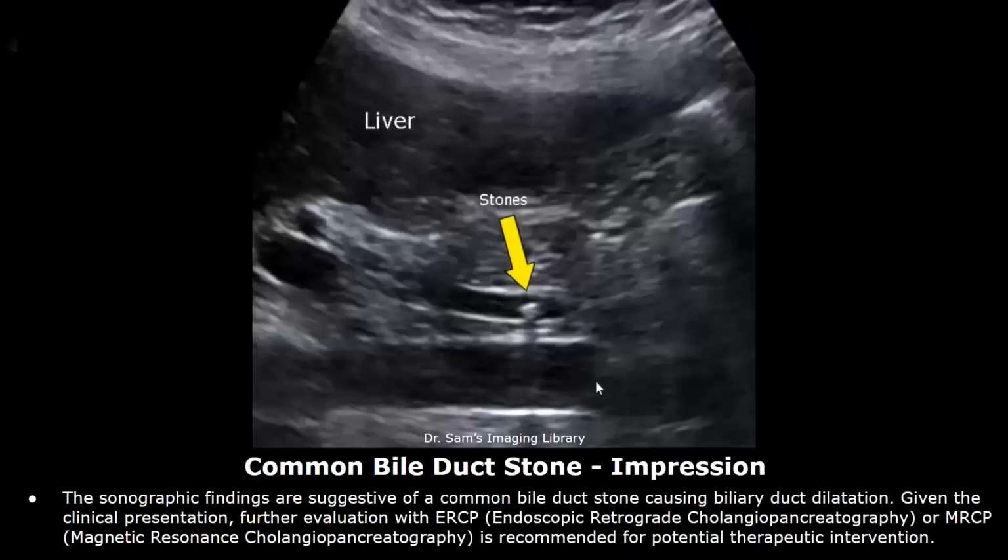This is the impression. The sonographic findings are suggestive of a common bile duct stone causing biliary duct dilatation. Given the clinical presentation, further evaluation with ERCP or MRCP is recommended for potential therapeutic intervention.